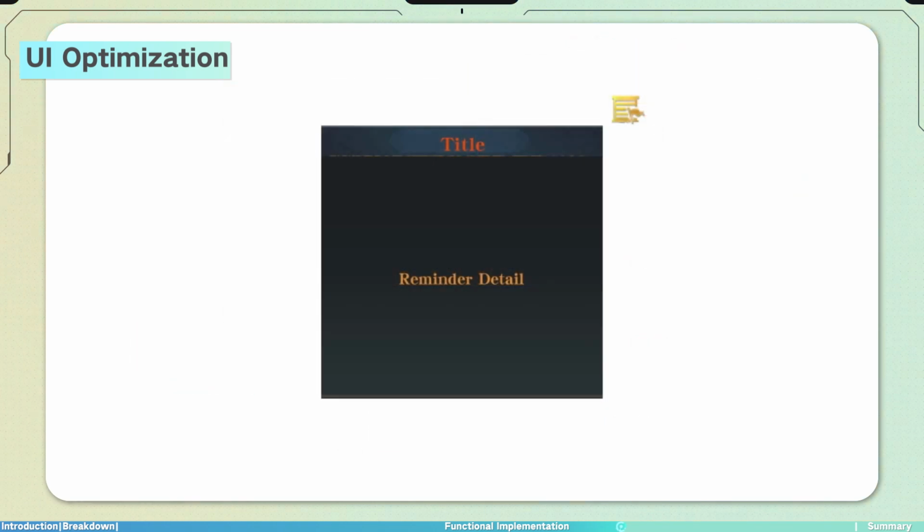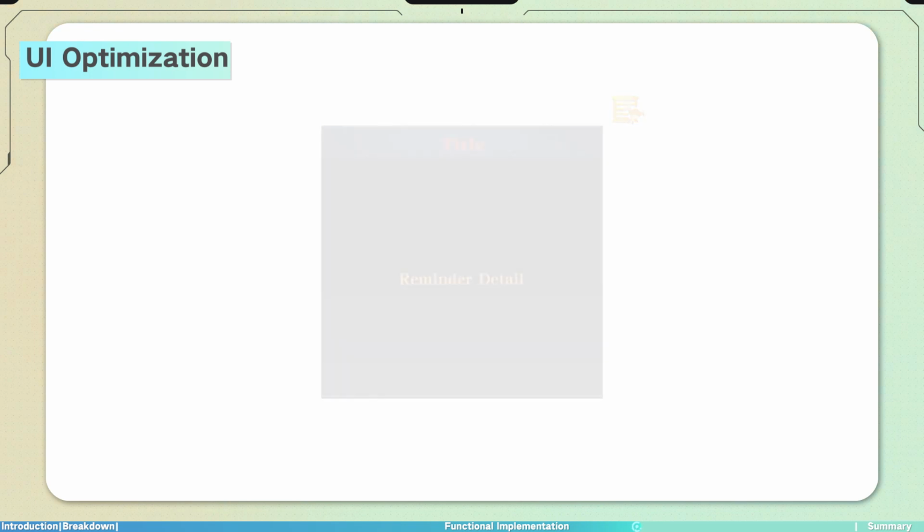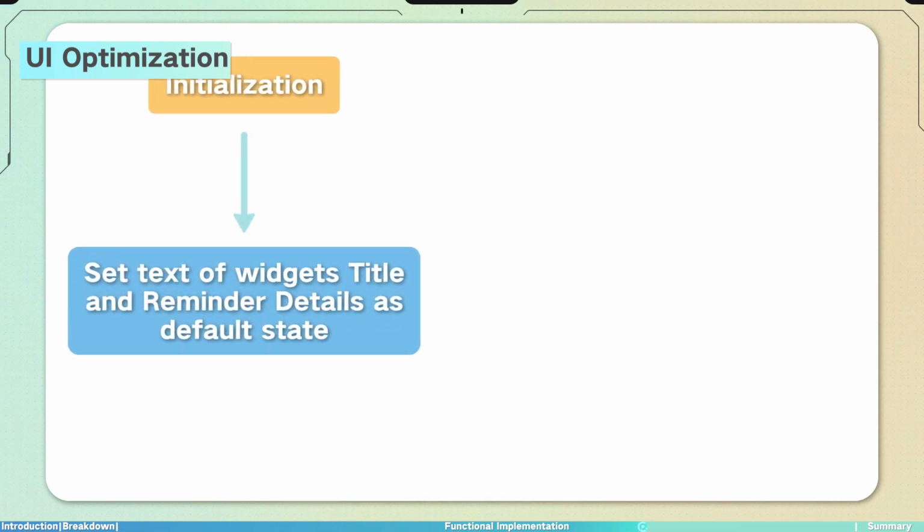The quest reminder UI includes a switch button, background picture, reminder title, and reminder details. As the title and the reminder details are changing according to the quest progress, we'll set the text that we want to display to players in triggers later. First, we need to set the default state of the UI. When game initializes, we set text of default state for widget title and reminder details. In this way, the UI will be in default states before the quest starts.